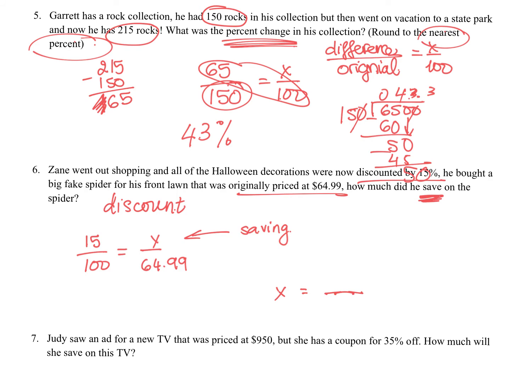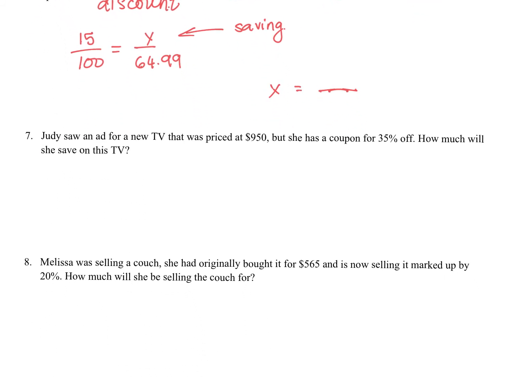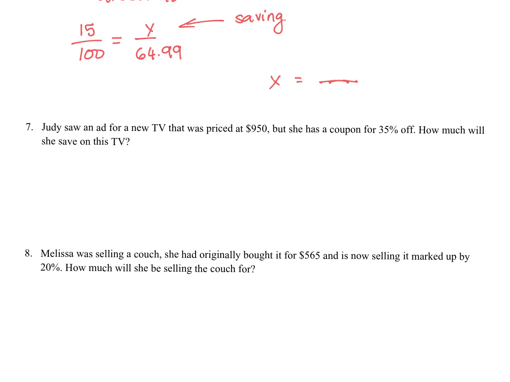Number 7. Judy saw an advertisement for a new TV priced at $950, and then she had a coupon for 35% off. So how much did she save on this TV? It's similar to problem number 6 and problem number 4, so you can go back and take a look at what you have done. You can continue. And of course, they're looking for how much they save, so you just need to look for the discount, the money.